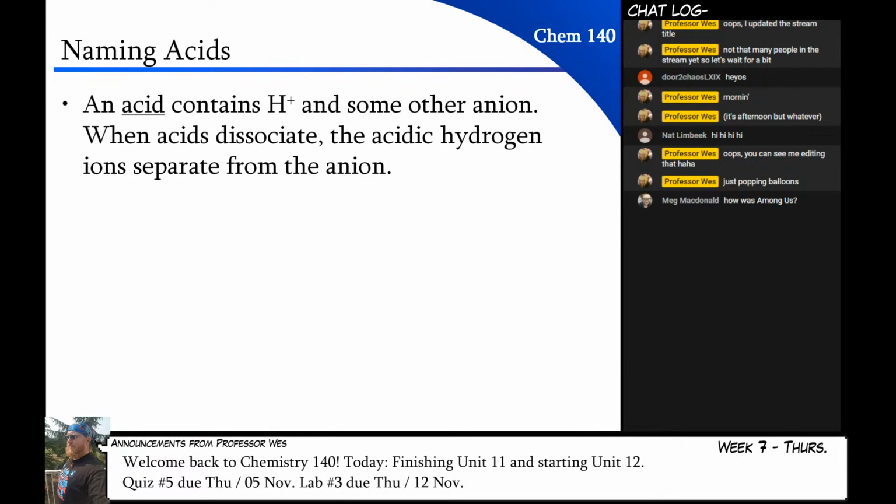All right, let's talk about acids. What is an acid? An acid is a category of types of chemical compounds. When I say it's an acid, what that means is specifically it meets this criterion: an acid contains H+. Now, some things might be called acid, and in order for that statement to make sense, they still must fulfill this.